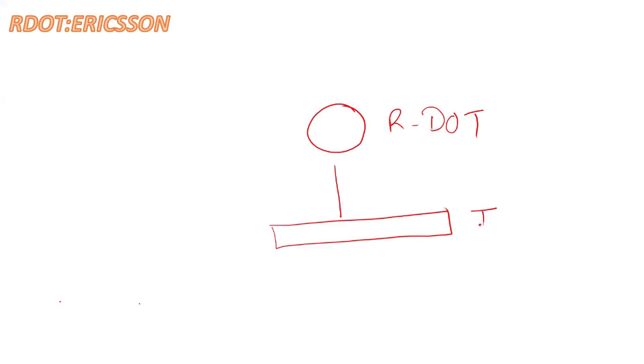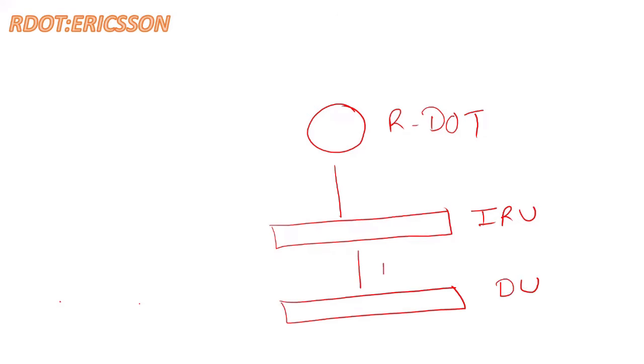Ericsson small cell has a very simple deployment. Let's talk about the components used in the Ericsson small cell. First thing is R dot. R dot is connected to something called IRU, which is indoor radio unit. And then IRU is connected to something called DU, which is digital unit. The cable between IRU and DU is the fiber, and the cable between IRU and R dot is the LAN. So this is the high level structure of Ericsson R dot.